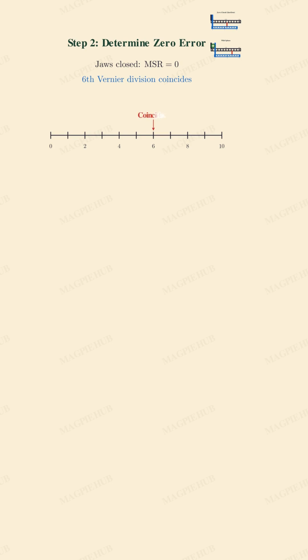Step 2. Determine the zero error. When the jaws are closed, the main scale reads 0, but the sixth vernier division coincides with a main scale line. Since the vernier 0 has not crossed the main scale 0 going left, this is a positive zero error. Zero error equals plus 6 times the least count, which is plus 6 times 0.01, equals plus 0.06 centimeters.